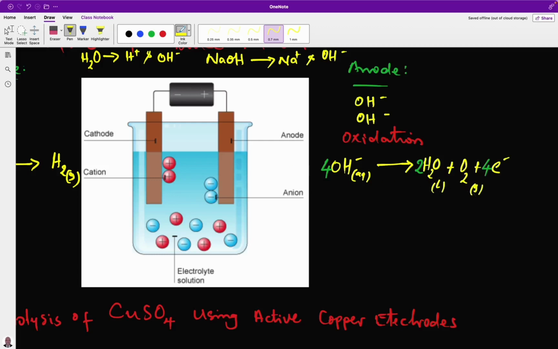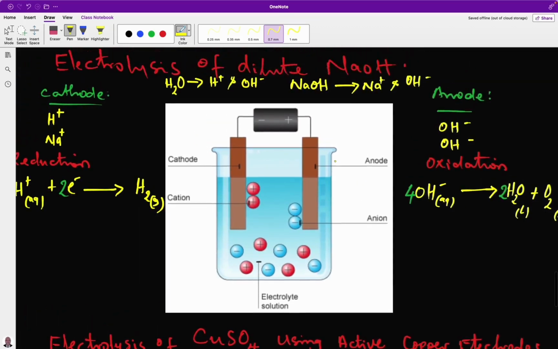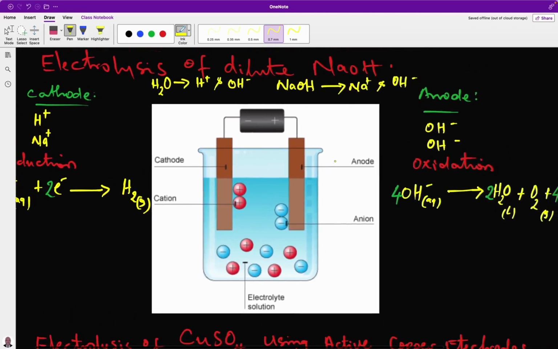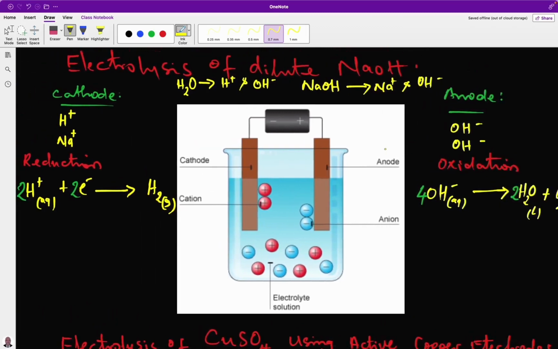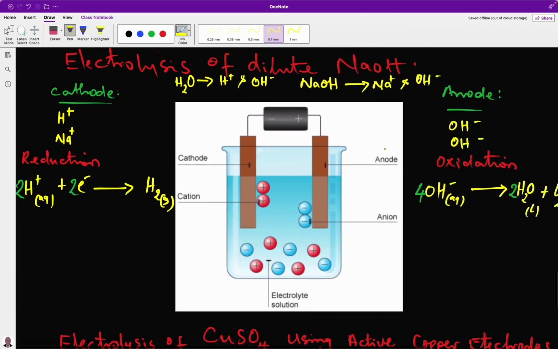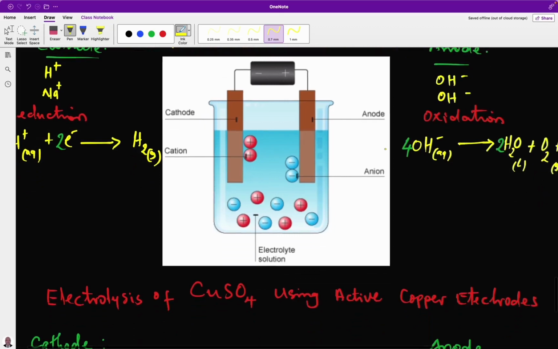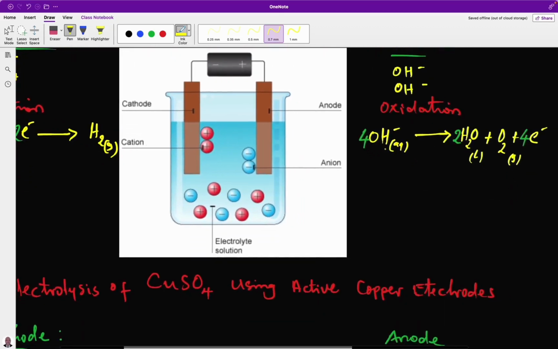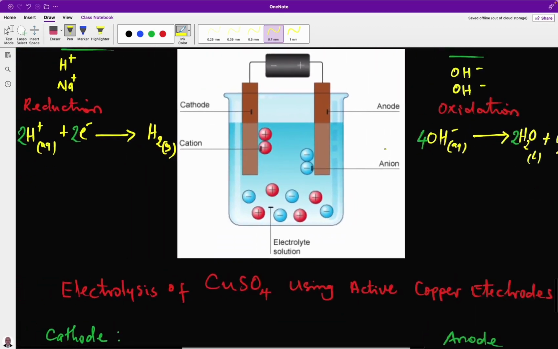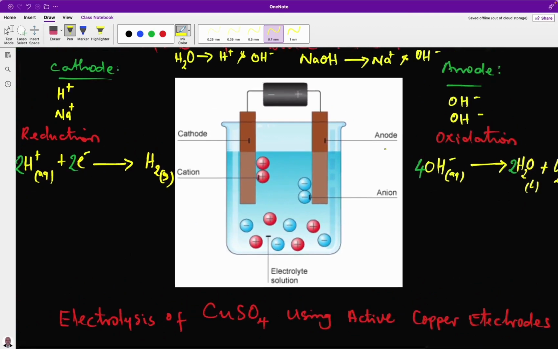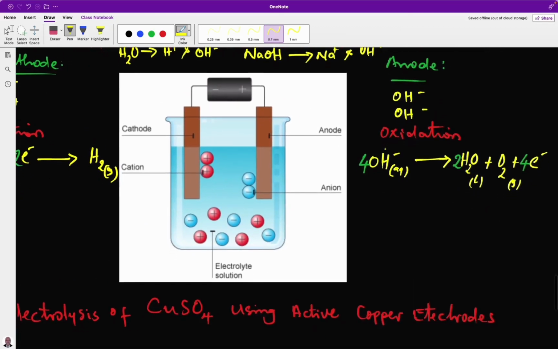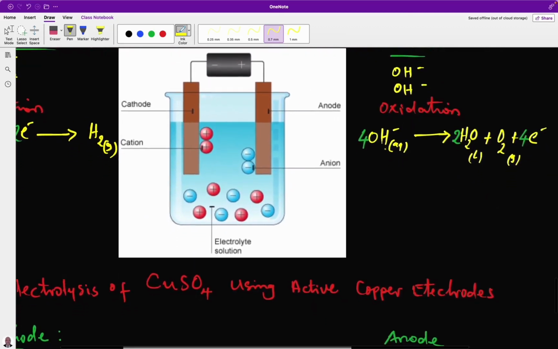So in this equation here, hydrogen has been taken and the OH has been taken. So what is now left in solution? Sodium hydroxide. When hydrogen is released at the cathode and the oxygen at the anode, the solution remains as sodium hydroxide.